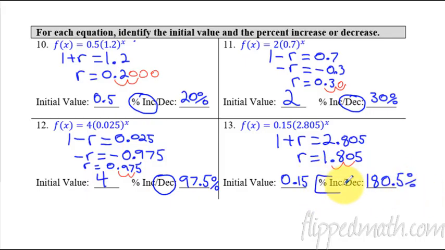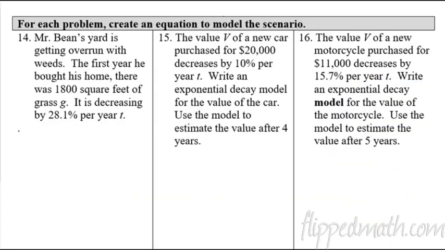It is an increase. Okay, for the final part of the notes, let's put it all together with some word problems. So, Mr. Bean's yard is getting overrun with weeds. First year he bought his home, there was 1,800 square feet of grass. G. This little g here is just going to tell us what our variable is. It is decreasing, here's the key word, decreasing by 28.1% per year t. T is like time per year.